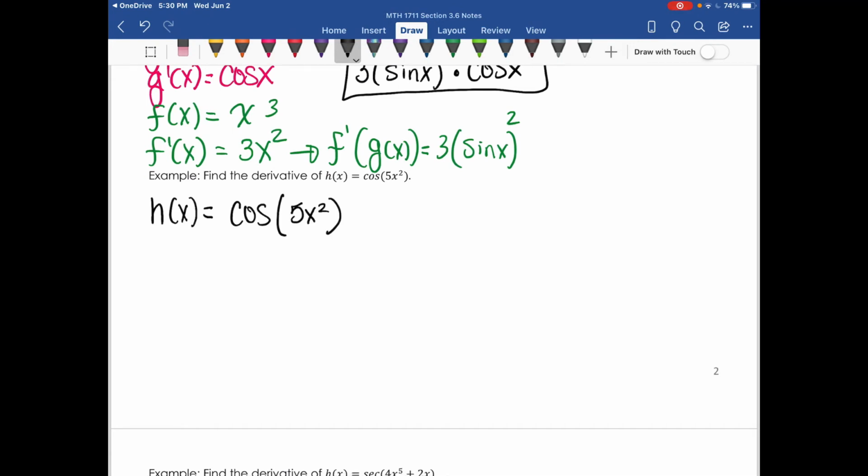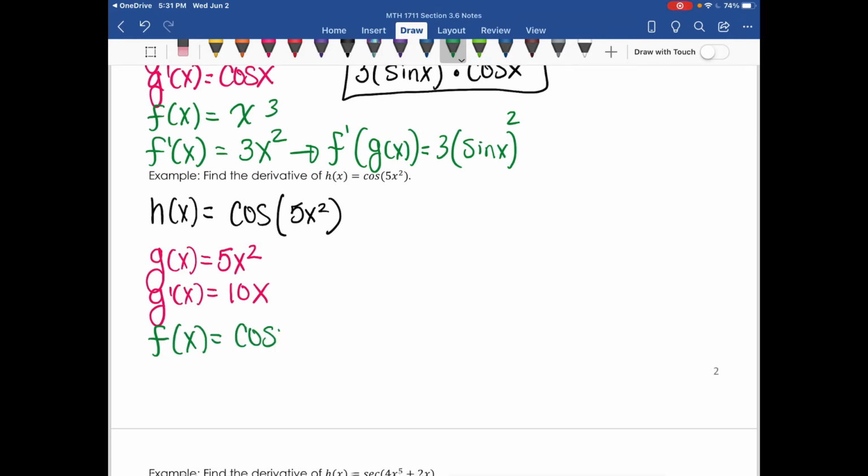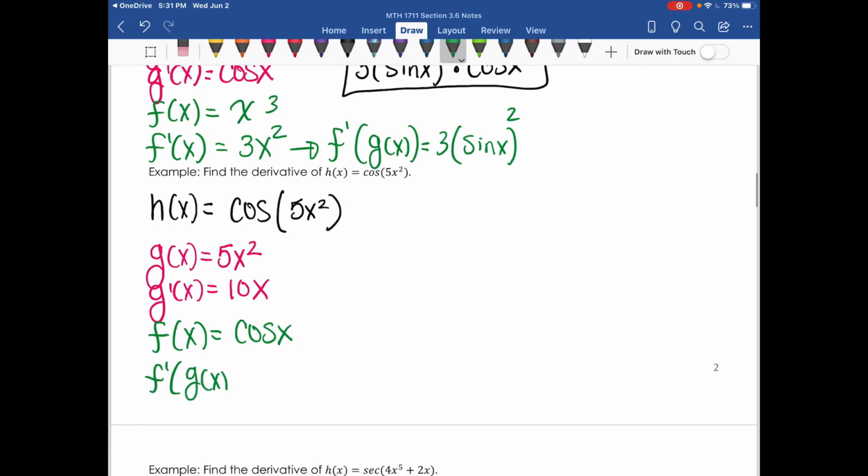Here's another example of finding the derivative of a composite function that involves trig functions. So my inner function, my g of x, is going to be 5x squared. And when I take the derivative of that, I get 10x. My outer function is cosine x. And when I take the derivative of that, evaluated at g of x, I'm going to get negative sine, and then I keep that 5x squared in there.